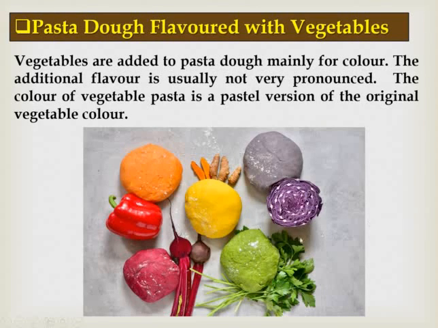In this picture, you see that different types of elements are used for coloring or flavoring the dough to prepare different types of pasta. They do not use synthetic color; they prefer to use natural food, vegetables, or other natural elements to color their pasta and give the flavor.